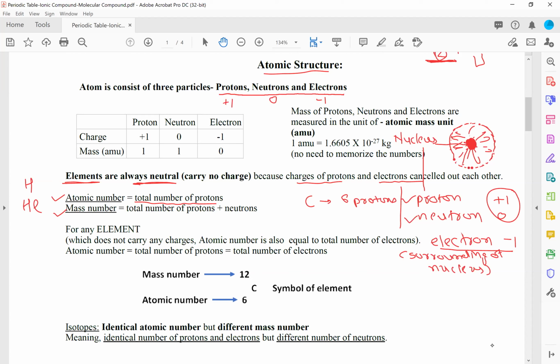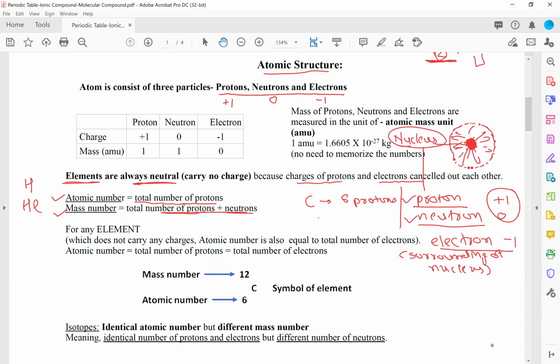What information can we get by knowing the mass number? The mass number is equal to the number of protons plus the number of neutrons. It just adds up whatever we have within the nucleus, right? Because in the nucleus, we have protons and neutrons. So the mass number is equal to the number of protons plus the number of neutrons.